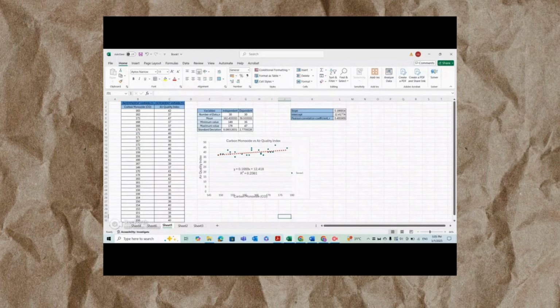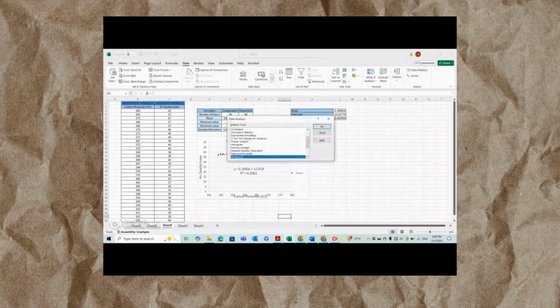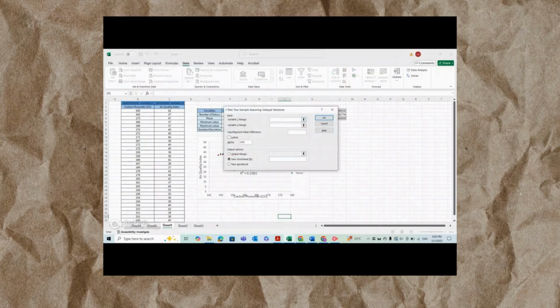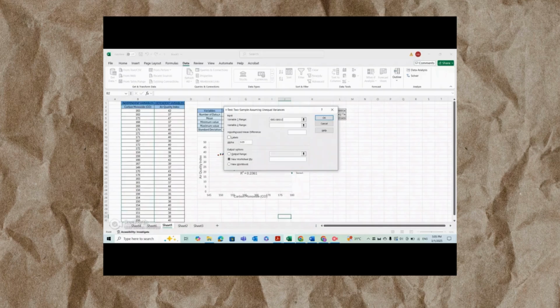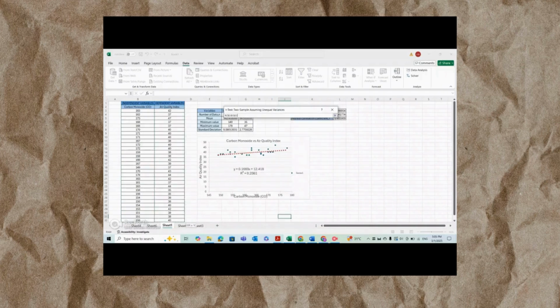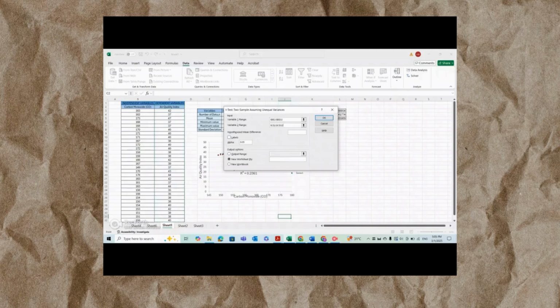So I would like to do the t-test for the given data. Firstly, we'll go to data. In data analysis, you will select the two variables, and then we have to set the range 32 for carbon monoxide and the air quality index. After setting 32, we will click the label and the alpha value will be 0.05.